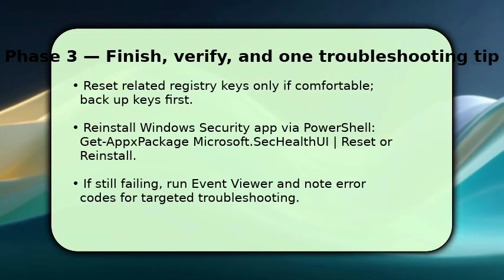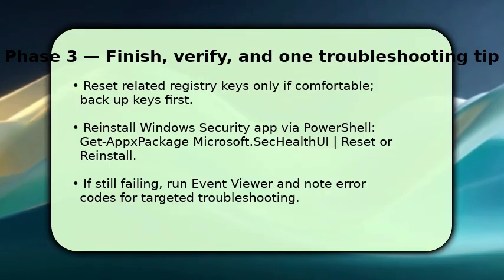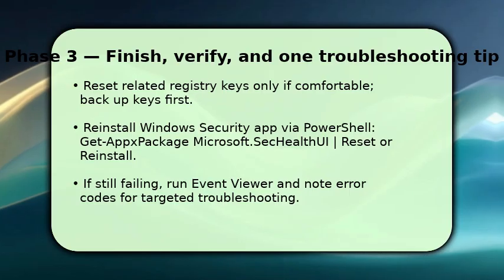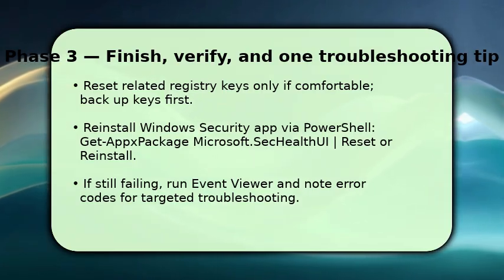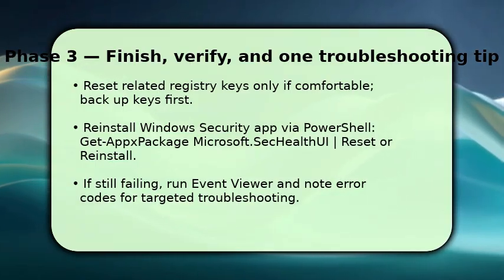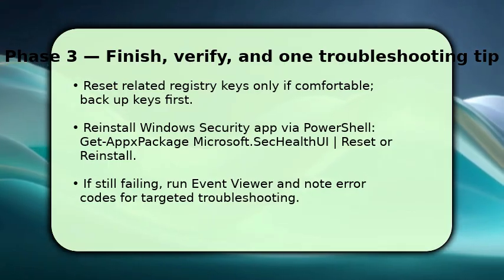For final steps, you can reset registry entries tied to Security Center, but back up keys and export first so you can restore if needed. Use PowerShell to reset or reinstall the Windows Security UI, Get-AppxPackage Microsoft.SecHealthUI, then reset or reinstall to fix corrupted app components. Once complete, reboot and test the service.